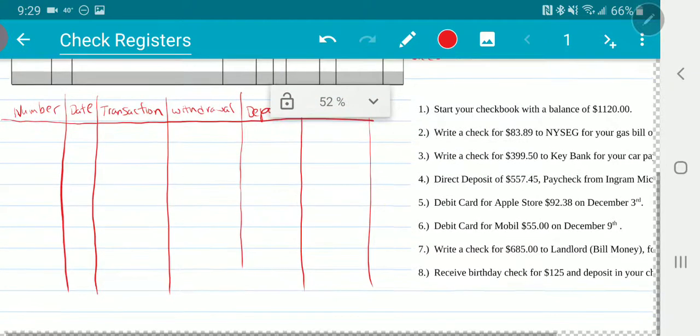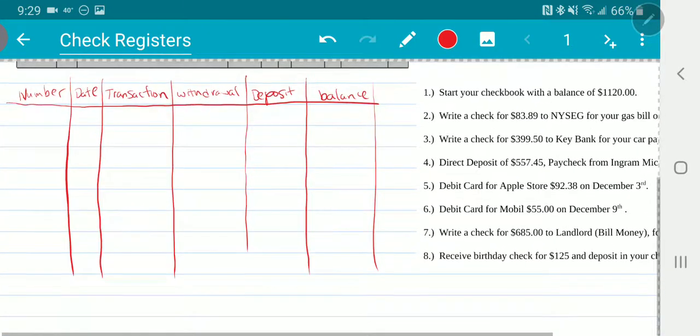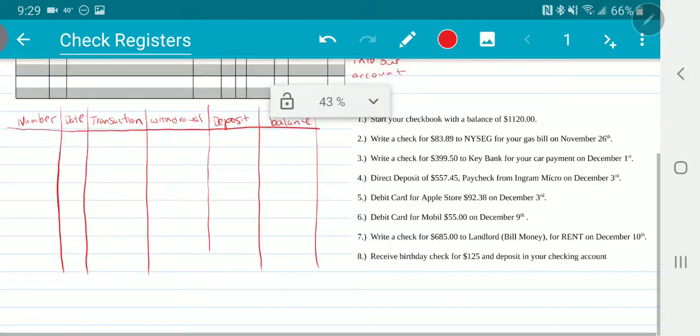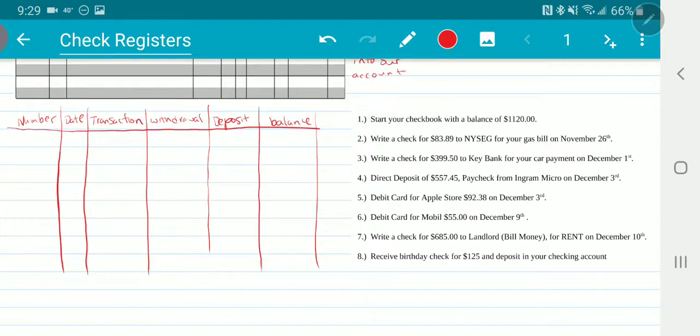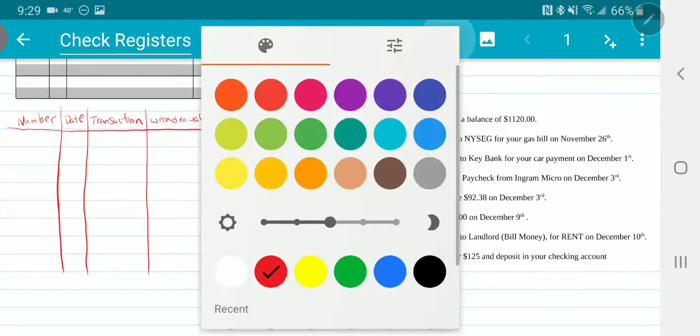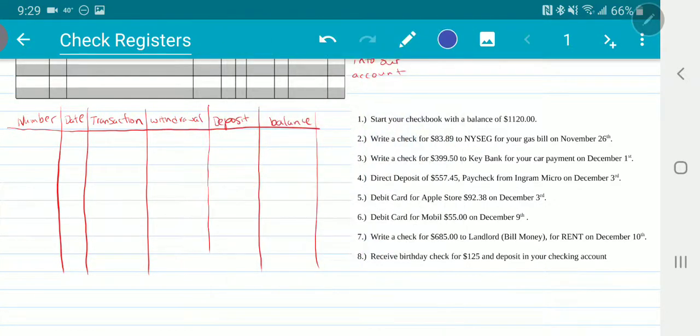If you notice over here, I've got a few different things written out for us. First things first, it says to start our checkbook with a balance of $1,120. You're not always going to fill out every single spot in every single line with this. So starting here, when we have a balance of $1,120, this is just where we're beginning. So I'm just going to write in there 1,120. That's it. I didn't fill out a check. You could write the date if you want.